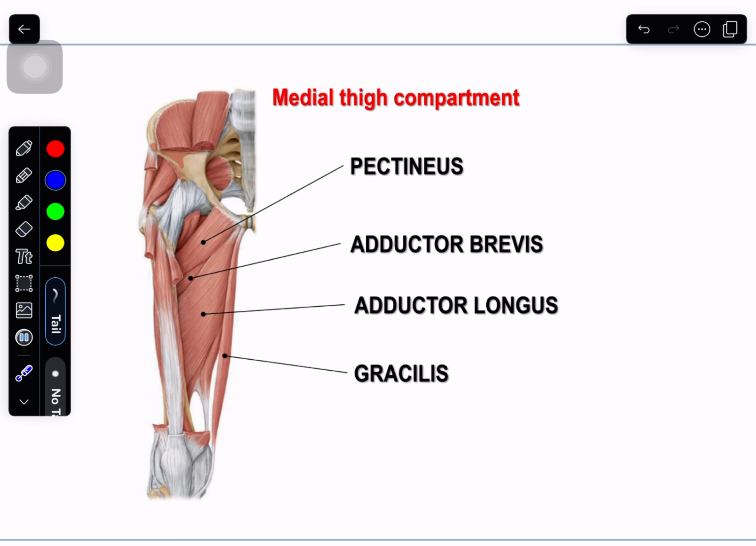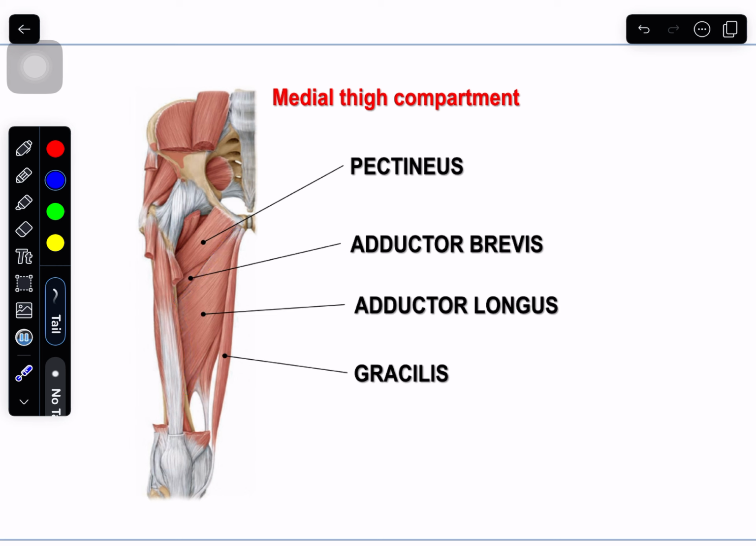And brevis and longus are terms, obviously, that should ring a bell. We have these muscles found in the upper extremity, where we had muscles like the extensor carpi radialis longus and brevis. Longus and brevis just refer to the length of the muscle. So this is going to be the short adductor of the thigh, the adductor brevis, and then the long adductor of the thigh will be the adductor longus.